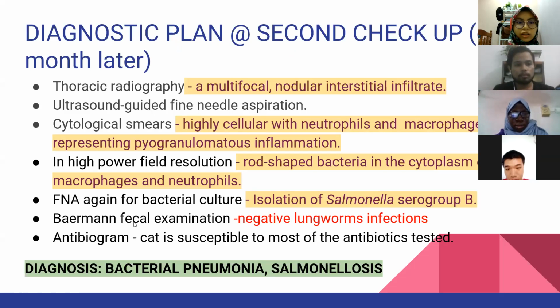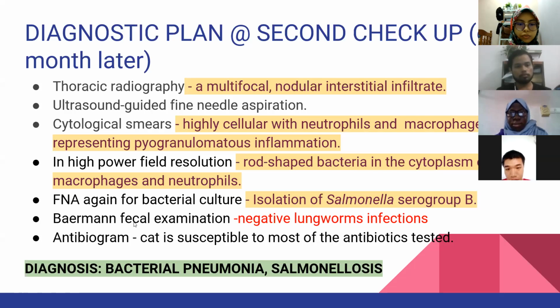Okay, so we continue with the diagnostic plan during the second checkup. Because the CBC was unremarkable, a further diagnostic plan was carried out, which is thoracic radiography. The thoracic radiography showed a multifocal nodular interstitial infiltrate. And then ultrasound-guided fine needle aspiration was done. In the cytological smear of the fine needle aspiration sample, we can see highly cellular neutrophils and macrophages representing pyogranulomatous inflammation in the interstitial infiltrate.